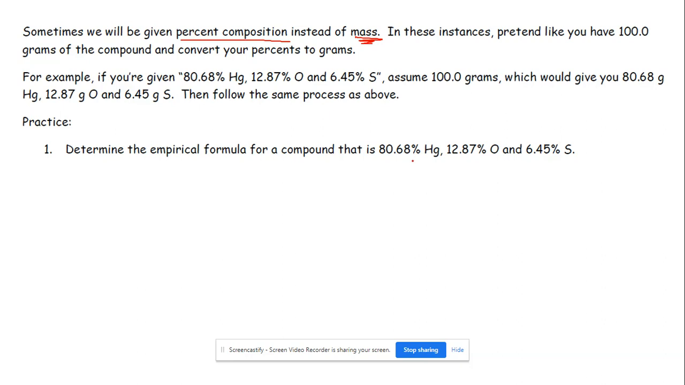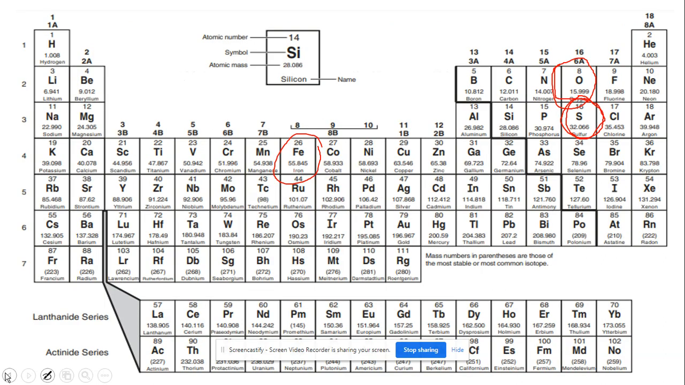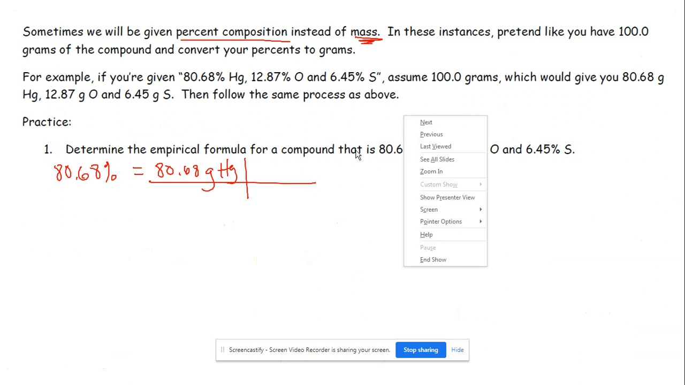Empirical formula, when we have percents of mercury, oxygen, and sulfur, we're simply going to assume that we have 100 grams. So 80.68% of 100 grams is 80.68 grams of mercury. And I'm going to turn that into moles of mercury by looking at the mass on the periodic table. Mercury is way down here, 200.59. Oops.